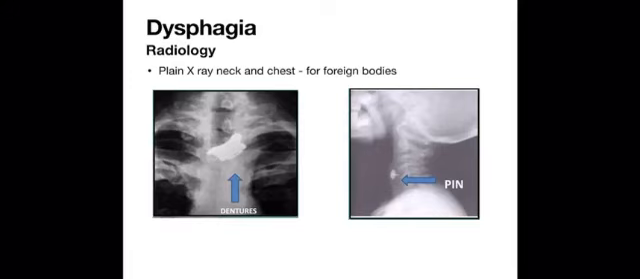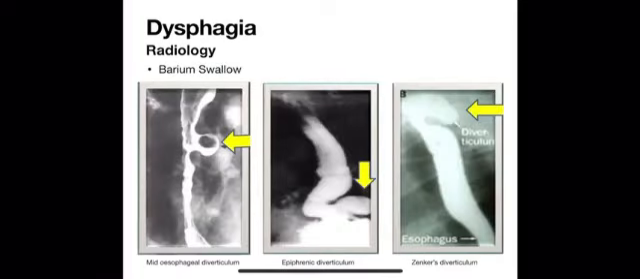The first X-ray shows a denture stuck at the level of the suprasternal notch, which is the starting of the cervical esophagus. And the second picture shows a pin being stuck, so both patients present with dysphagia due to a foreign body in the esophagus.